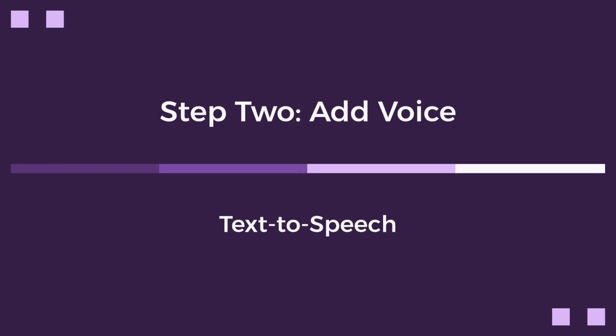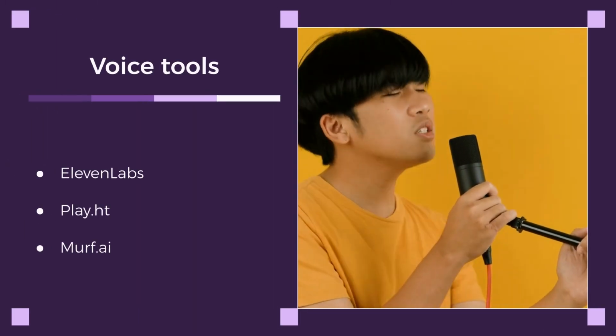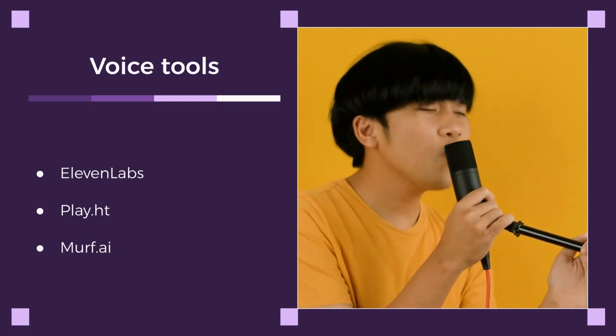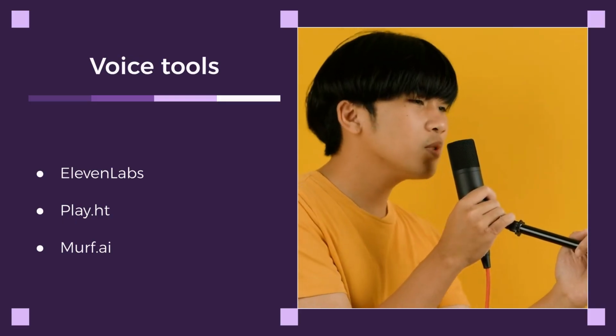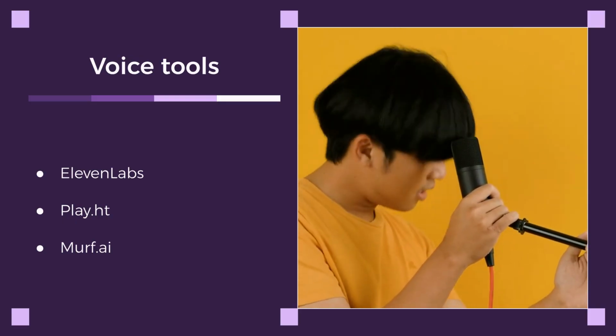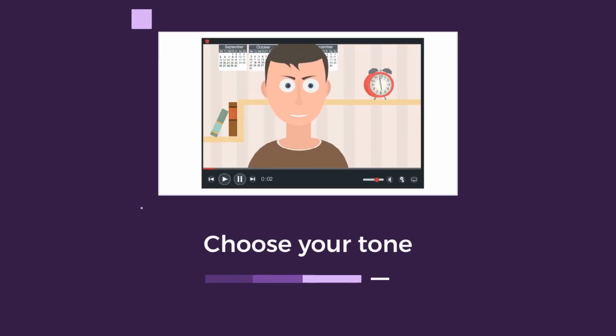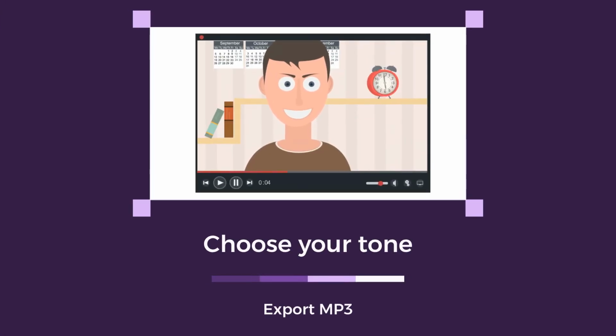Next, let's make that script talk. Copy your text and drop it into a text-to-speech tool. My top 3 are ElevenLabs for ultra-realistic voices, Play.ht for quick exports, and Murf.ai when you want background music mixed right in. Choose the tone that fits your message. Calm for education, lively for tutorials, bold for storytelling. Tweak the pacing, hit export, and you've got a clean MP3 voiceover.